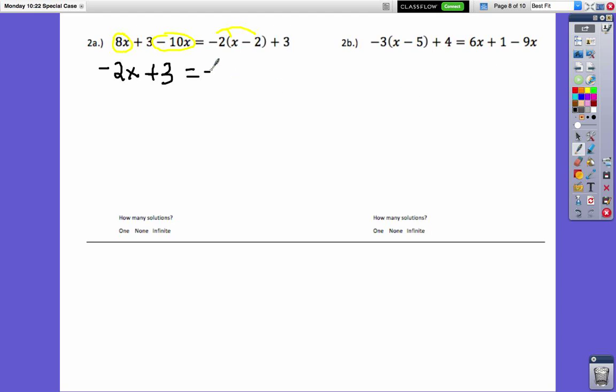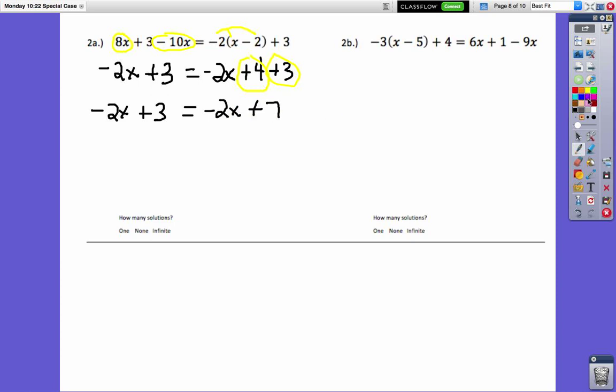So when we do that, we get -2x, -2 times -2, two negatives make a +4, plus 3. All right. So now what you're going to notice here is that we need to combine these like terms. So we have a plus 4 and a plus 3. So I'll just rewrite this. Negative 2x plus 3 is equal to negative 2x plus 7.